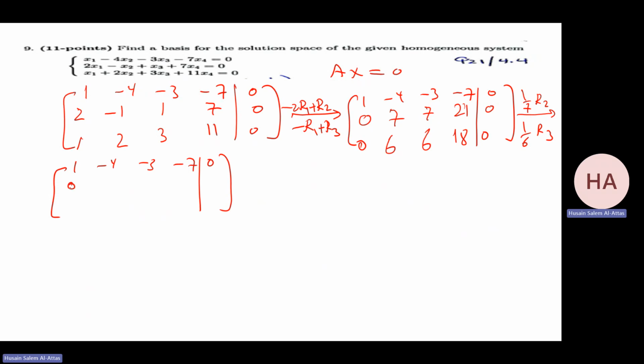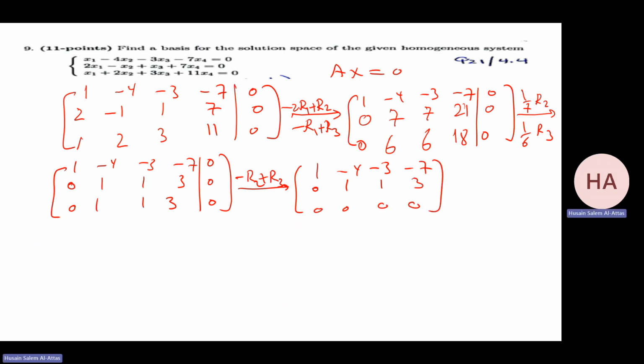So you have 0, 1, 1, 3, 0, 0, 1, 1, 3, 0. Now multiply the second row by minus 1 and add it to the third row. Now I have the echelon form. So it will be the leading variables. Give me the leading variables.